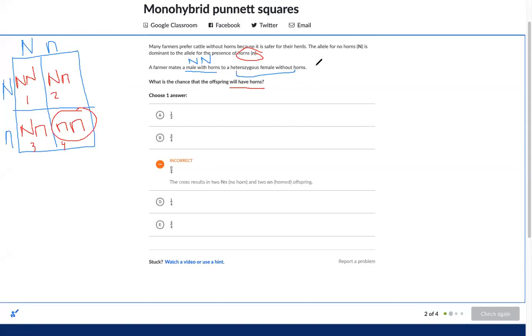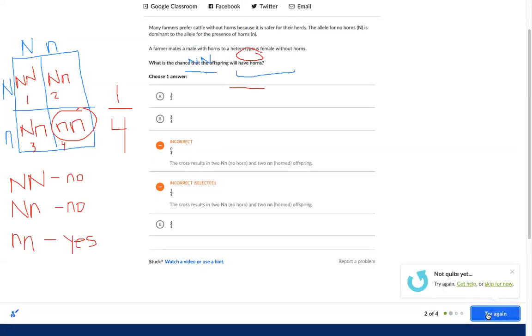No, it's going to be one. Remember, this capital N is no horns. Capital N, lowercase n is no horns. Two lowercase n's? Horns. So how many will have horns again? One. One out of how many in all? Four. That's answer what? B. So let's see if we got it right this time.